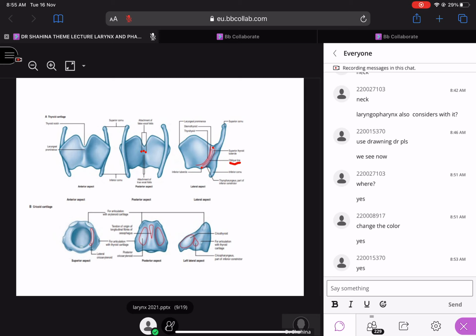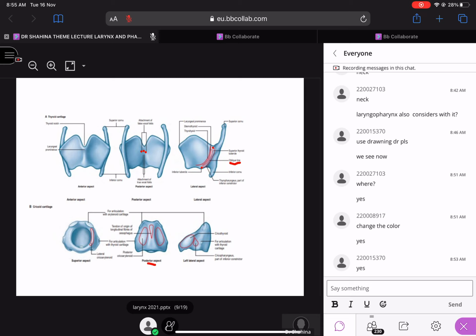Now you can see this part. I'll enlarge it. So you can see now. So this is the enlarged posterior part. You can see this is the posterior aspect of the cricoid cartilage. So this is the lamina. On the lamina, you will see this is the central part, and this is its lateral part.